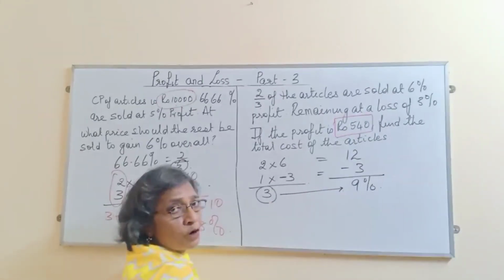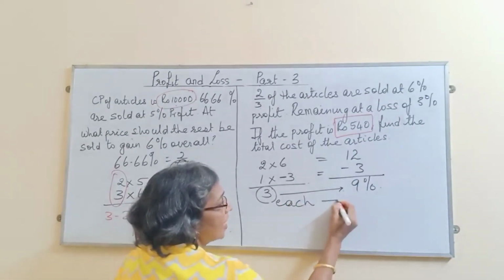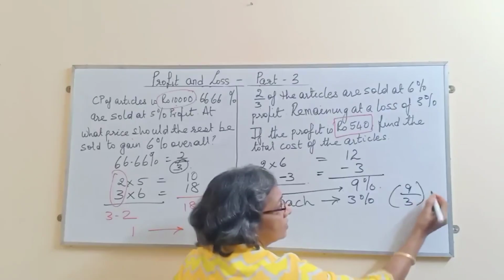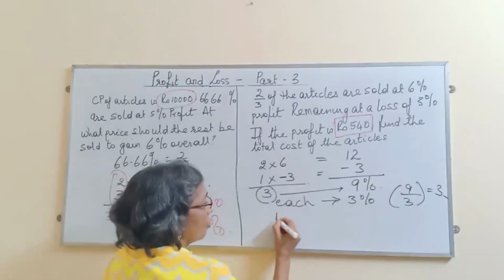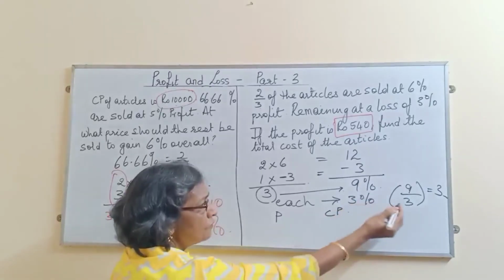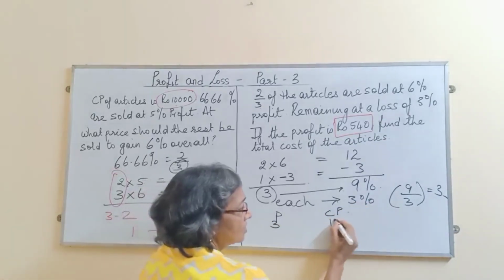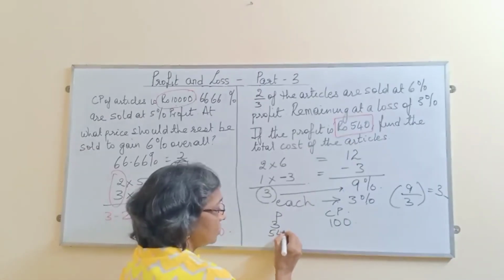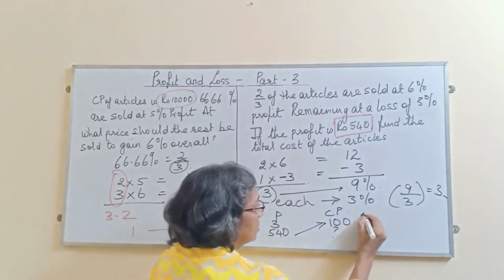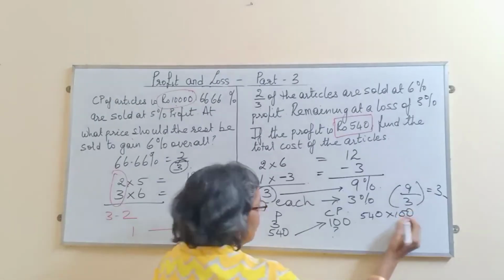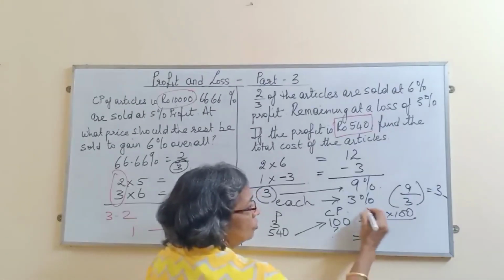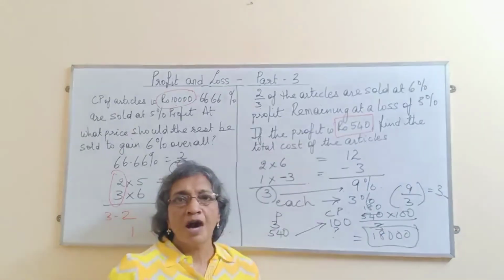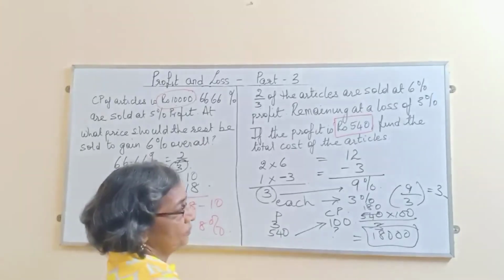3 articles are sold at a profit of 9. So each is going to be sold at a profit of 3%. How did we get this? Okay. So now profit and CP. If the profit is 3%, the CP is 100. You all know why we take 100, because it is a percentage. So if the CP is 540, how much is this? 540 into 100 divided by 3. This goes, and the total cost of the articles is rupees 18,000.